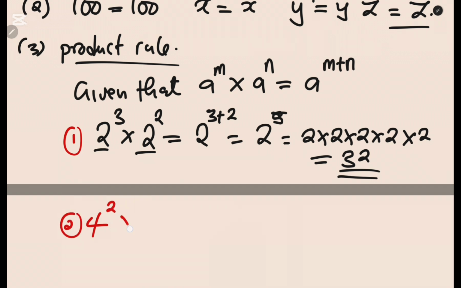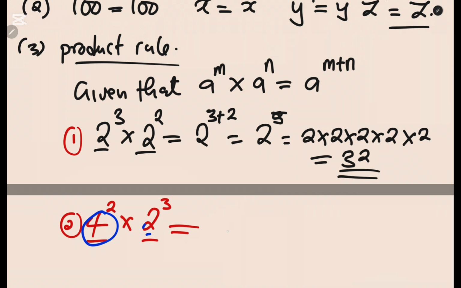4 to the power 2 multiplied by 2 to the power 3. So now, here you need to know that 4 and 2 are the bases, and of course they are not the same, or they are not equal. So for us to apply the power rule, we need to express them to the same base, and normally follow the small base. So in other words, we need to express 4 to the base of 2.